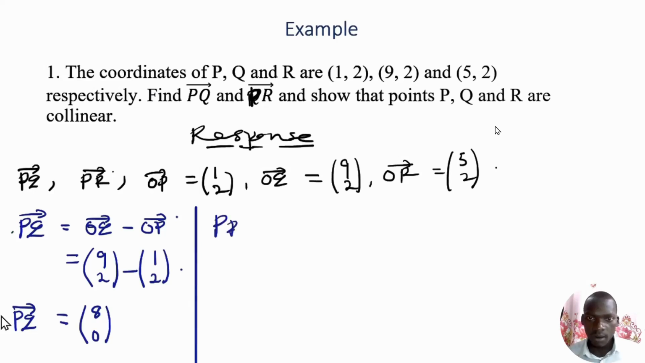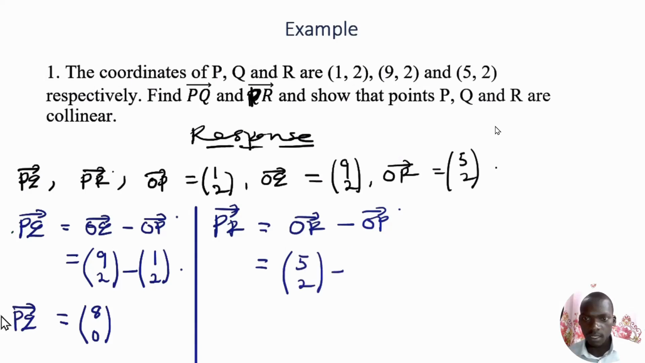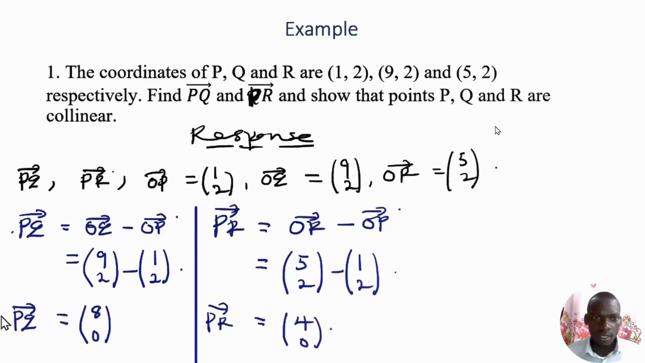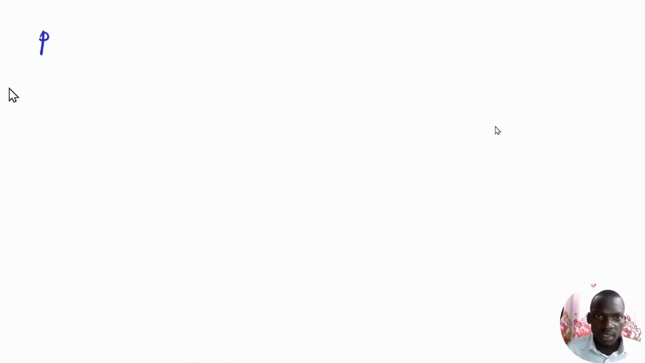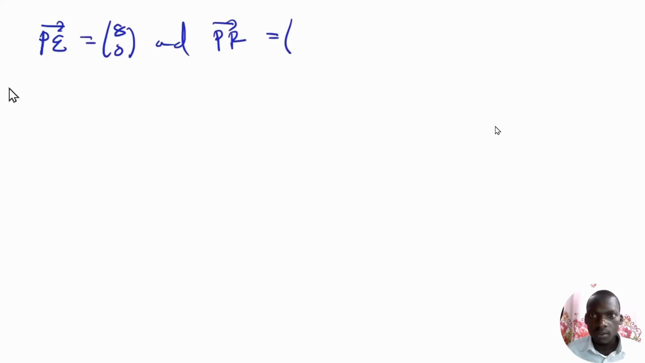Then vector PR is the same as position vector OR minus position vector OP. As we substitute in, our position vector OR is (5, 2) minus our position vector OP, which is (1, 2). As we subtract, we get vector PR equal to 5 minus 1 is 4, then 2 minus 2 is 0. So we can see that our vector PQ equals (8, 0) and our vector PR equals (4, 0).